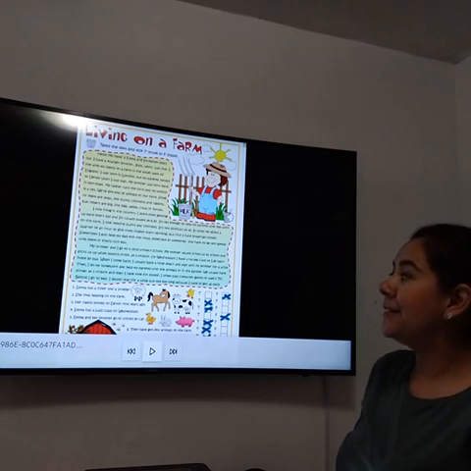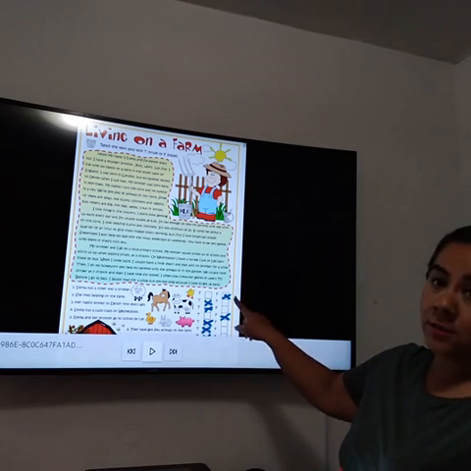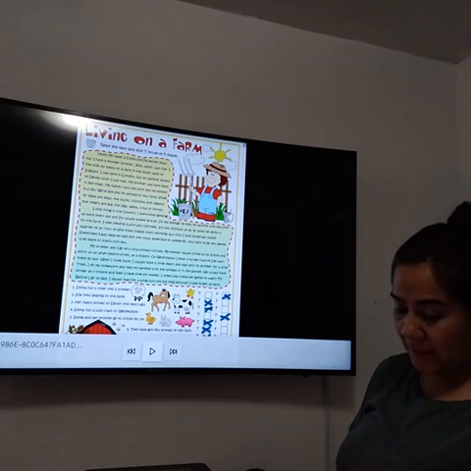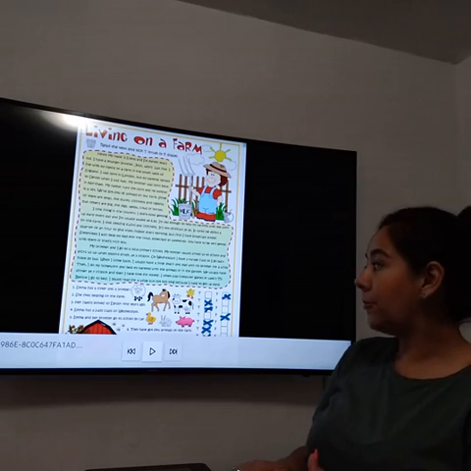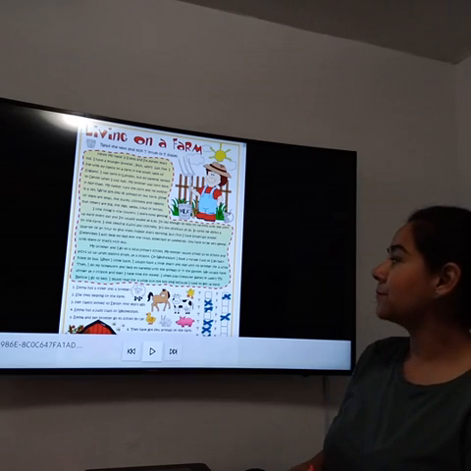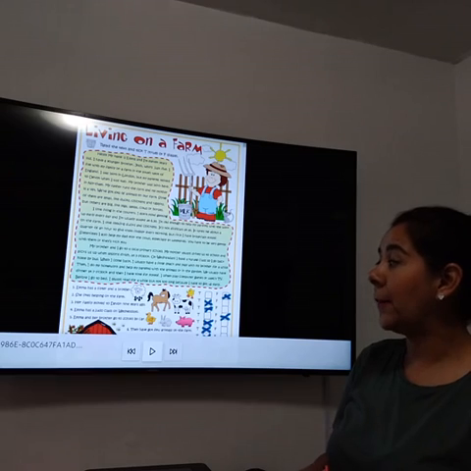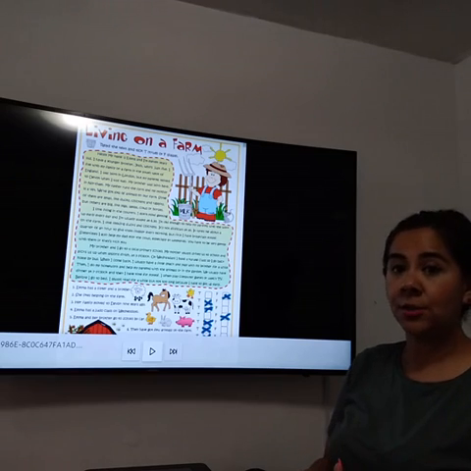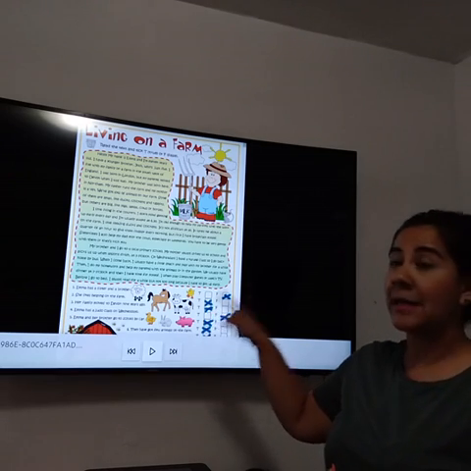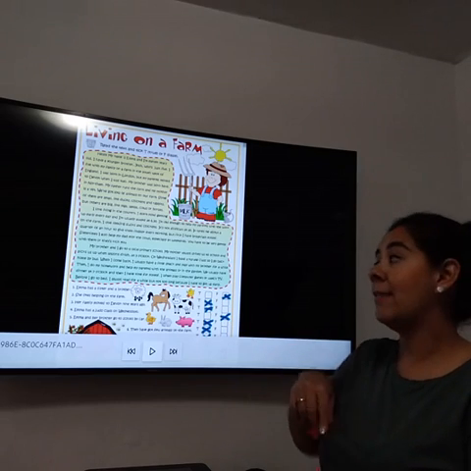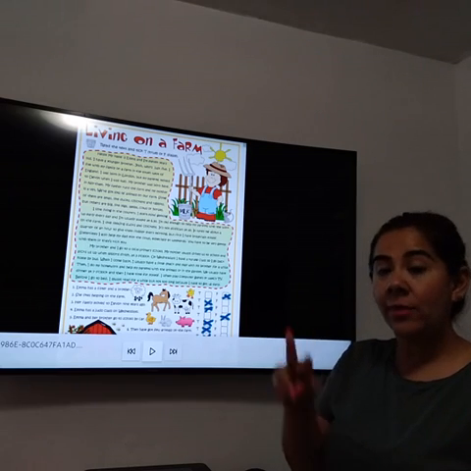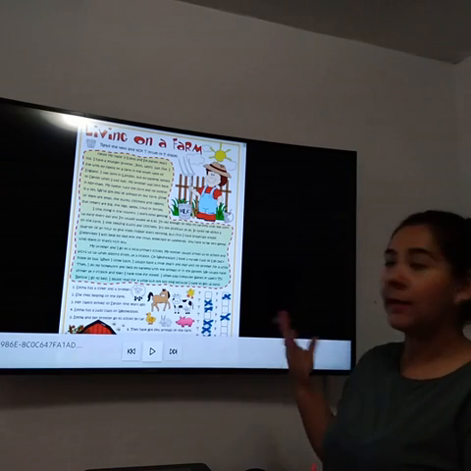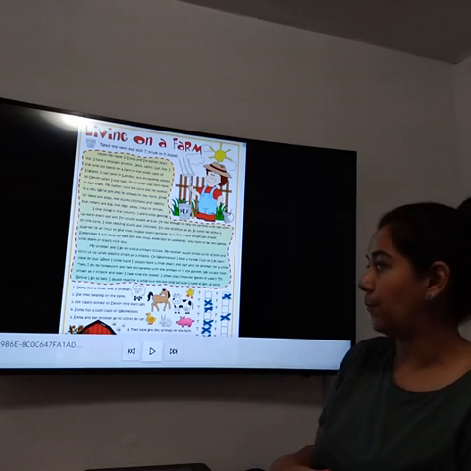So, number 1, Emma has a sister and a brother. It's false because the paragraph said that she has only one brother, Josh. She likes helping on the farm. That is true. Number 3, her family moved to Devon 9 years ago. It is true because now she is 11 and they moved to Devon when she was 2. So if you do the math, 2 plus 9 equals 11. So the answer is true.